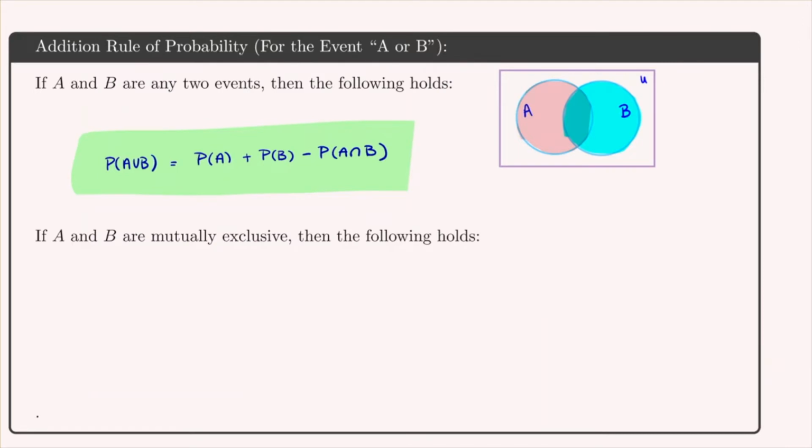And that's what we see here. If A and B are any two events, then the probability that A or B occurs is the probability that A occurs plus the probability that B occurs minus the probability of A and B occurring.